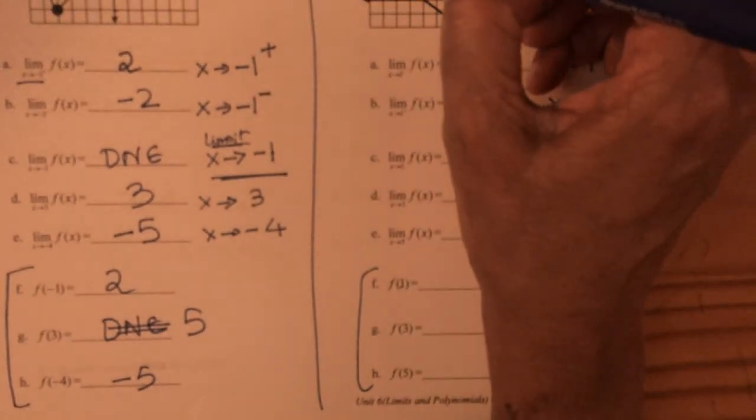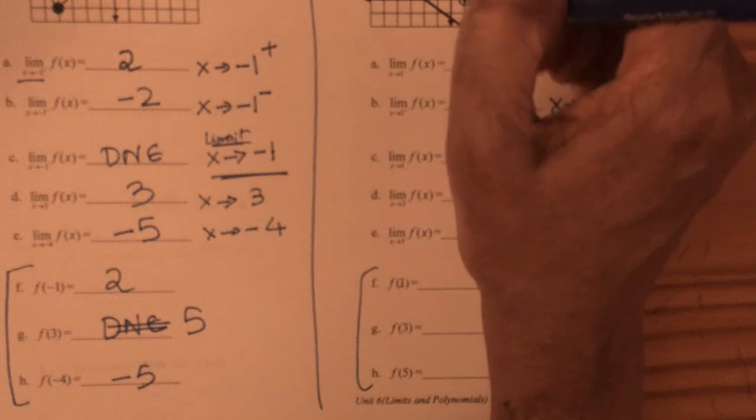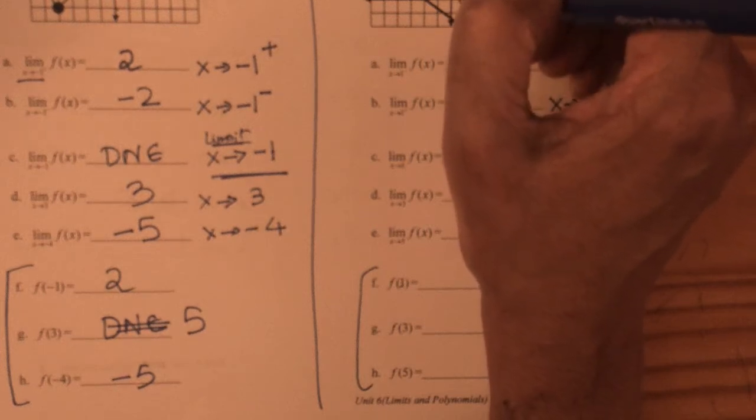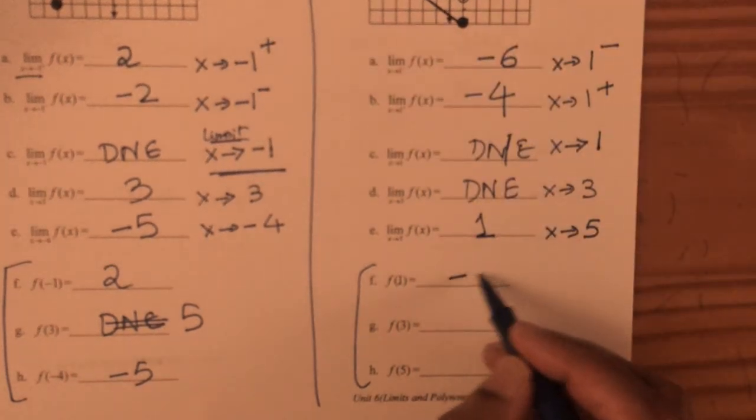So x equals 1 is here. What is the value? What do you notice? If you run your pencil up and down the y-axis, there are 2 values, but only one of them is a closed circle. So this is actually negative 6.